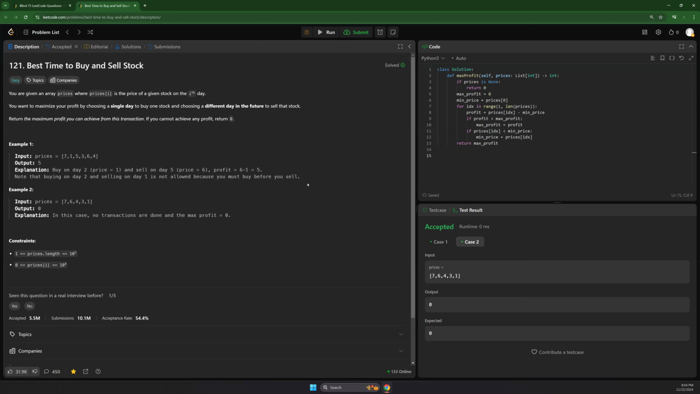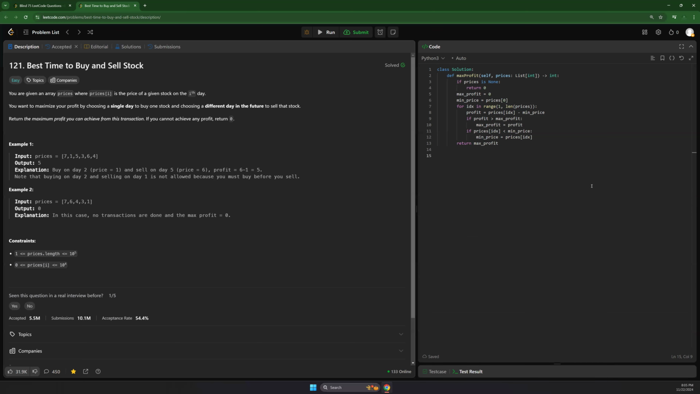There are a few more problems like this on Leetcode. You will find Best Time to Buy and Sell Stock numbers 2 and 3. Those are basically medium difficulty problems where you can do multiple transactions. But for this specific problem, we only did one transaction, so we could figure it out with an O(n squared) solution and an O(n) solution.